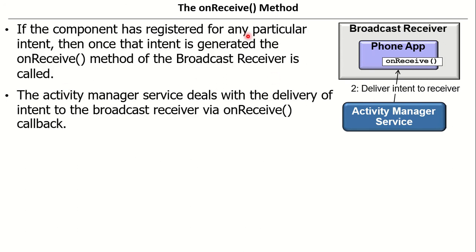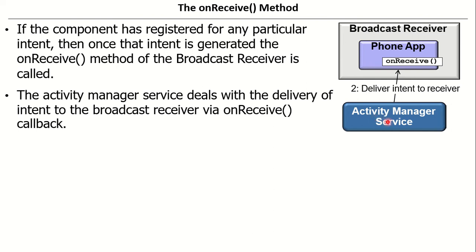So if a component has registered for any particular intent, then once that intent is generated, the onReceive method of the broadcast receiver is called. The activity manager service deals with the delivery of the intent to the broadcast receiver using the onReceive callback. The onReceive function is the most important function of the broadcast receiver, which will be called whenever the intent for which the application has registered to the activity manager has occurred.